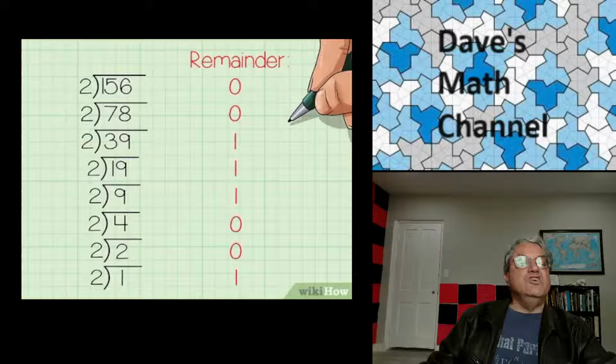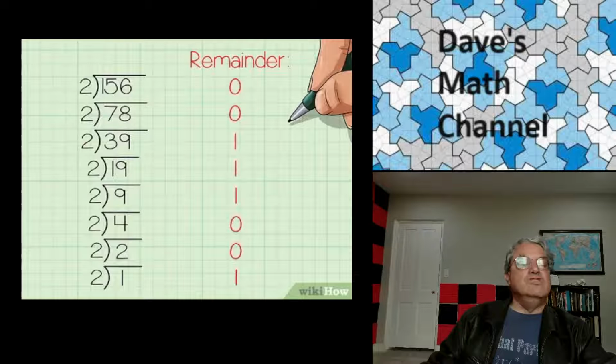And then you do the division again, you get 19. Again, that's odd, so your next bit's a 1 again. And then when you divide 19 by 2, you get 9. 9's odd again, so you have a third 1. And then you divide by 2, that gives you 4. This time this is even. So that's going to give me a remainder of 0.